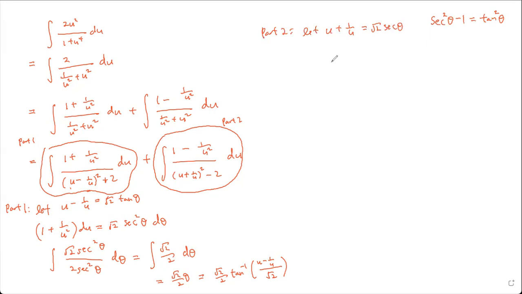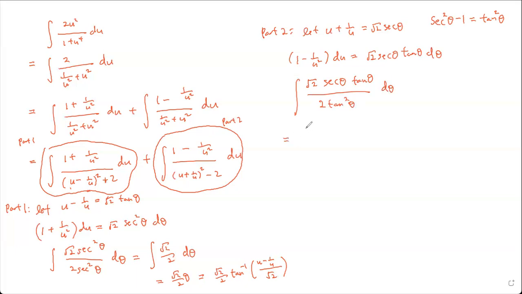Let's differentiate first. Differentiate both sides. Differentiate the left side with respect to u, I should get 1 minus 1 over u square du, equal to, differentiating secant theta gives secant theta tangent theta, so this is root 2 secant theta tangent theta d theta. Substituting, we should get root 2 secant theta tangent theta divided by 2 tangent square theta d theta.